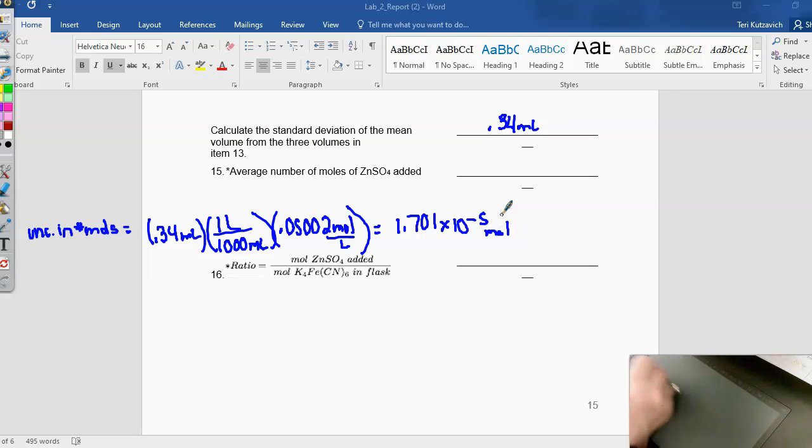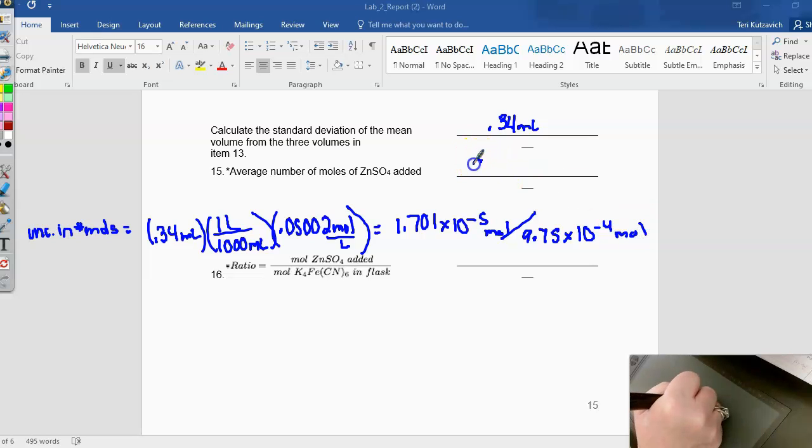Alright, we're trying to figure out our uncertainty in our moles. So using our uncertainty and using the moles of zinc sulfate that we were given, this is the number we get. Well, now let's compare that. Let's take those moles divided by our number 15, which was our average moles, which I believe was 9.75 times 10 to the negative 4 moles. In this example, it would have been this answer right here. That's where I'm getting this.